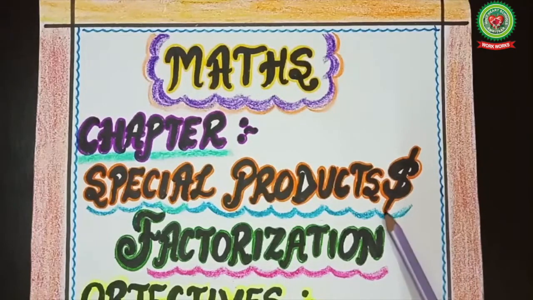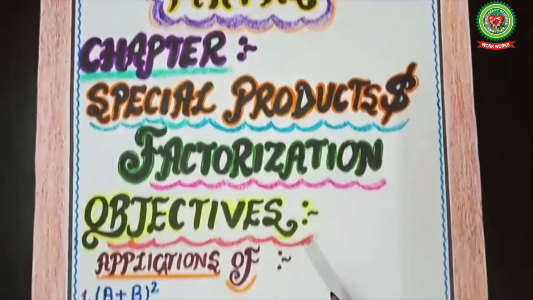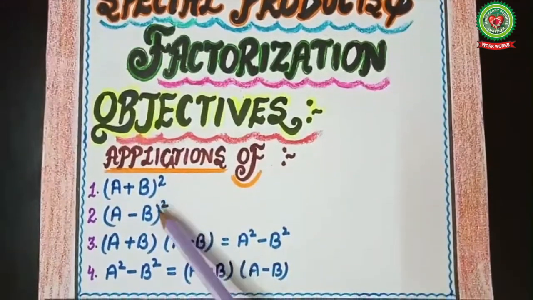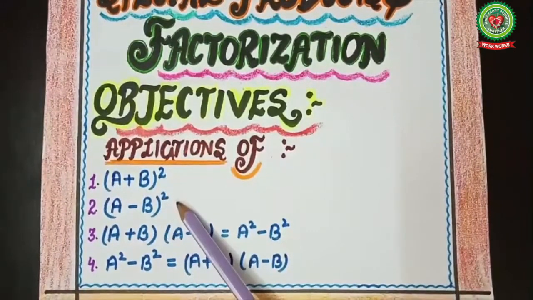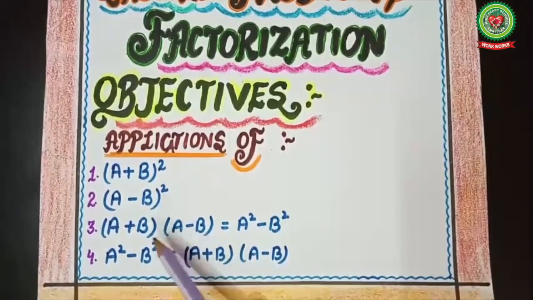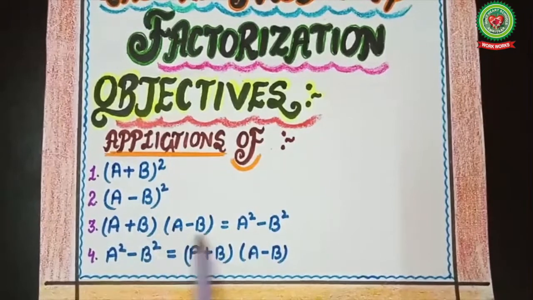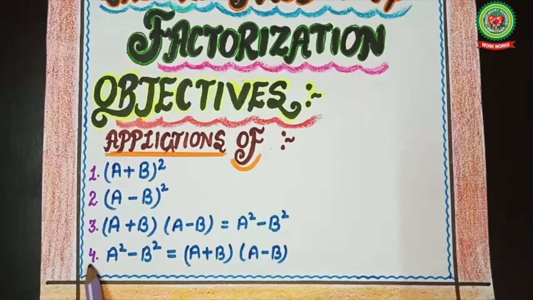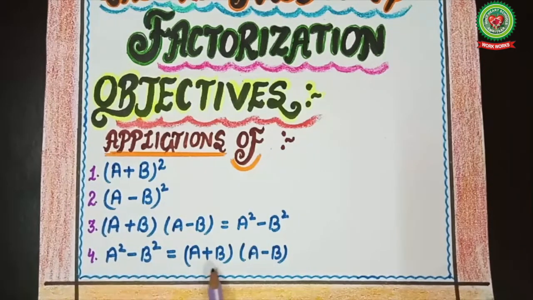In this chapter, Special Products and Factorization, we have already done some applications of (a + b)², (a − b)², and in the last video we did some applications related to (a + b)(a − b) = a² − b². So today's video is going to be about the fourth objective, that is, applications of a² − b² = (a + b)(a − b).